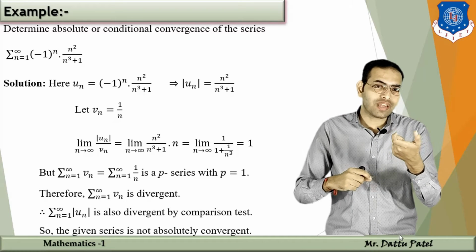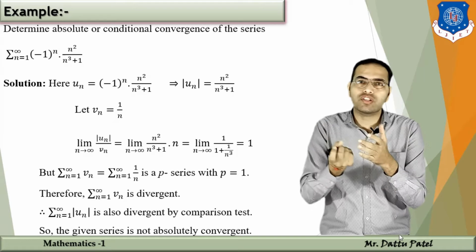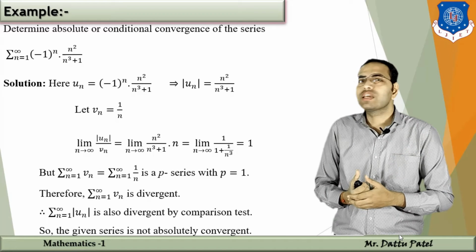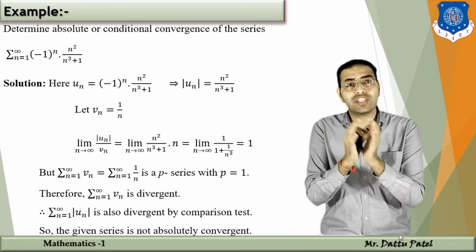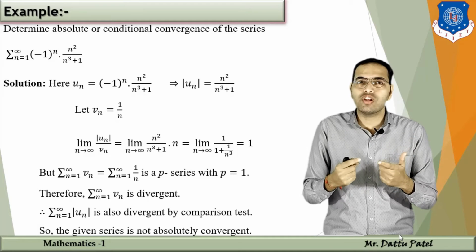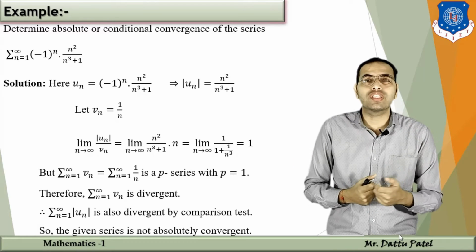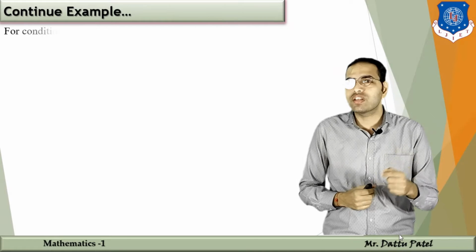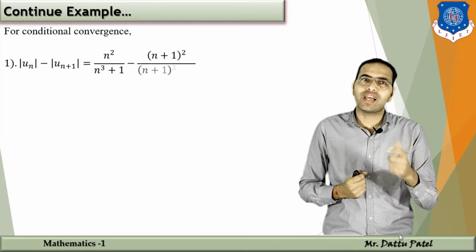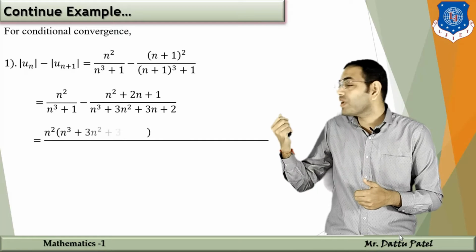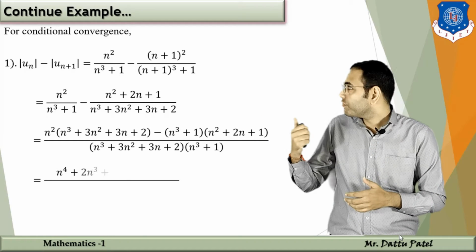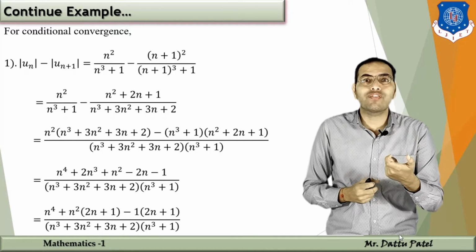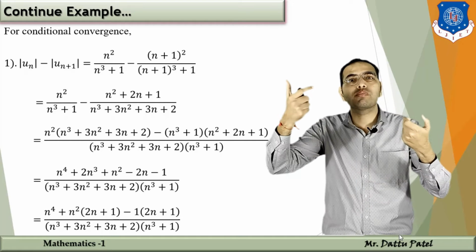Now here mod of u of n is divergent, so we have to check whether sigma un is convergent or not. Here un equals minus 1 raised to n into n square upon n cube plus 1, so obviously the given series is an alternating series. If the given series is an alternating series, which test is applicable? Everyone knows that: here we can use the Leibniz test for alternating series. The Leibniz test has basically two conditions. First, mod of u of n is greater than mod of u of n plus 1. Secondly, limit as n tends to infinity of mod of u of n equals 0. Let's check the first condition. For the first condition, we have to take the difference between two consecutive terms, mod of u of n minus mod of u of n plus 1.